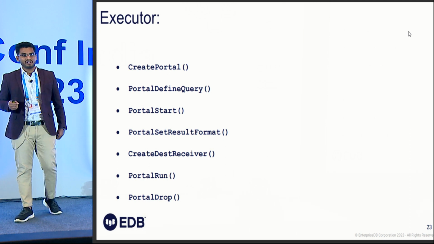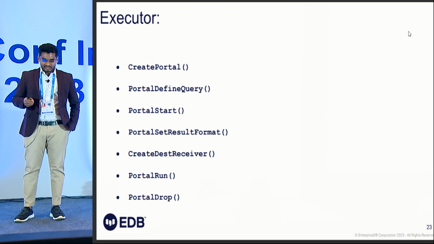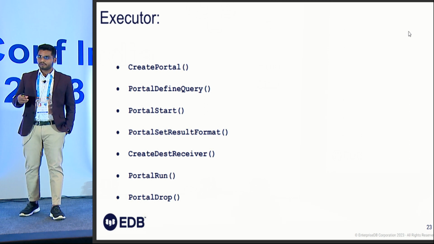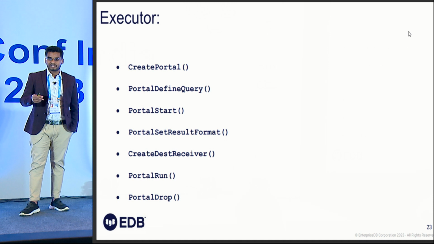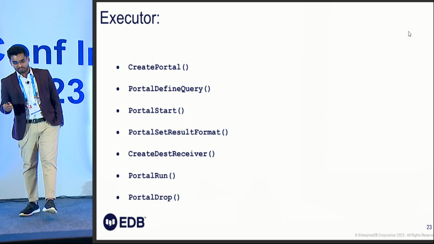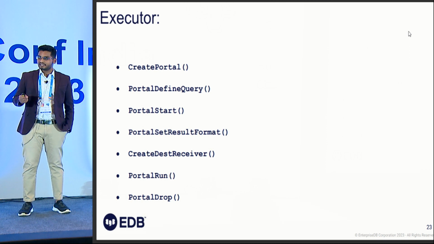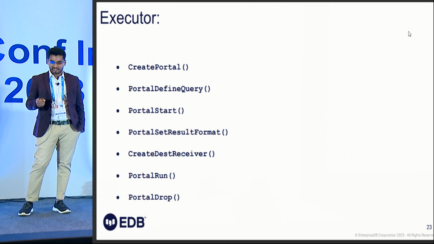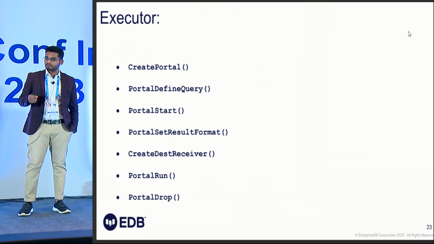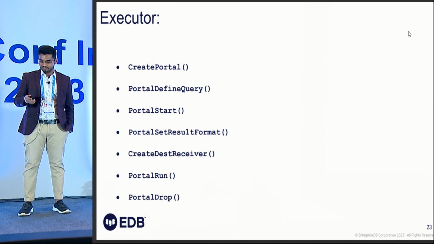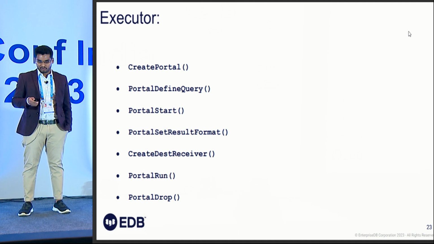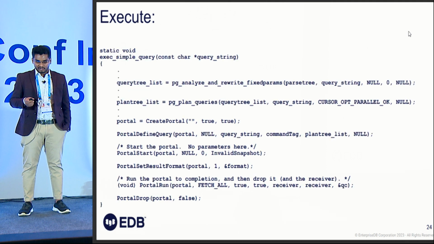I have listed all the important functions from the execution phase, that is: create portal, portal define query, start the portal, then set the result format, create the destination receiver, running the portal, and then dropping the portal after getting the required result. So going forward into the execution phase.